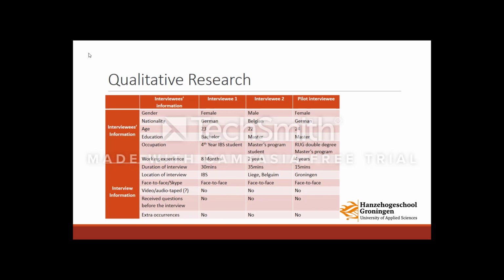The second interviewee was a male Belgian master's student at the age of 22 with business experience of 2 years. The interview was conducted face-to-face in the city of Liège in Belgium with a duration of 35 minutes. None of the interviews was video or audio taped. The pilot interviewee is a female German master's student at the age of 24 with a double master's degree at the Rijksuniversiteit in Groningen and 4 years of business experience. The duration of the interview was 15 minutes, face-to-face in Groningen, and it wasn't audio taped. None of the interviewees received questions before the interview and none of the interviews had any extra occurrence.